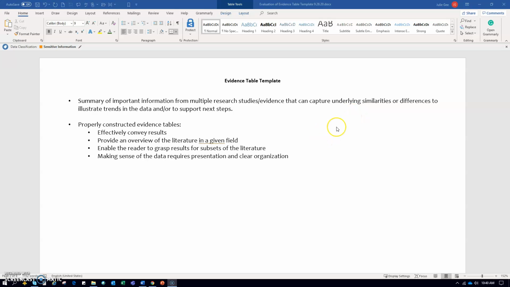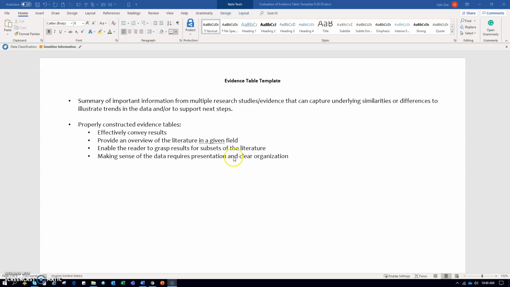All right, here's a brief introduction to an evidence table. The evidence table is really about getting all the evidence in one place where you can look at the similarities or the differences that illustrate the trends or support the next steps to whatever your clinical practice or your research question is. When I say clinical practice question, I'm oftentimes talking about that PICOT question, which we can go over later.